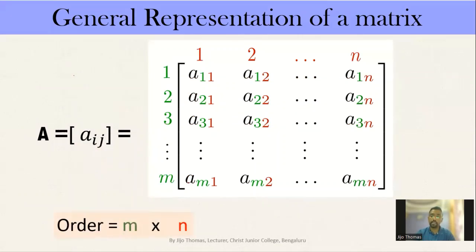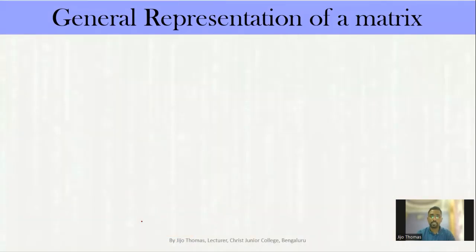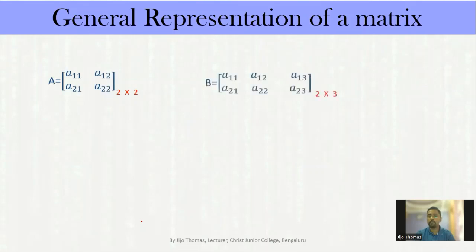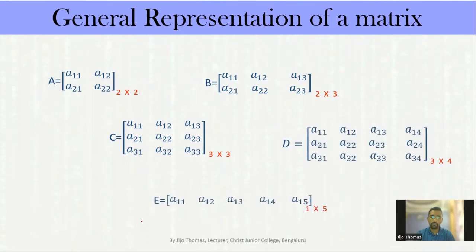And the order of this particular matrix: we know it has m rows horizontally and n columns, so the order is going to be m cross n. These are just general representations, 2 cross 2. Up to A22, the elements will be written, then A23, and so on. We have some more examples just to make it clear. The last one, F, is 3 rows, 1 column, 3 cross 1.